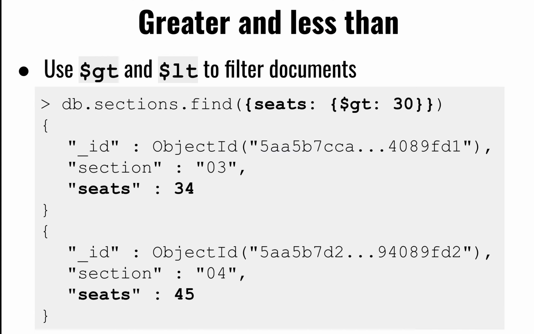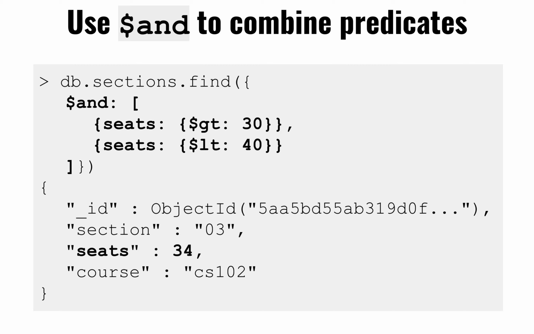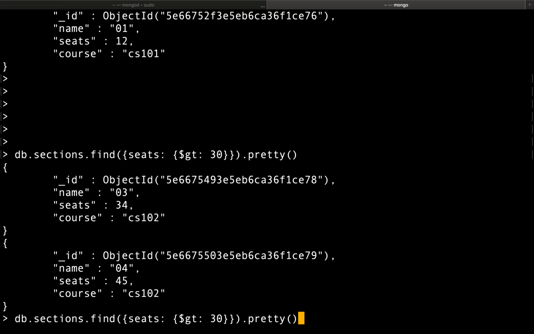Okay. Or you can combine them. You can combine with greater than and less than, right? With $and. $and allows you to create arbitrarily complex Boolean expressions, right? And use an explicit and as opposed to an implicit and. Okay, so here, let's erase that.